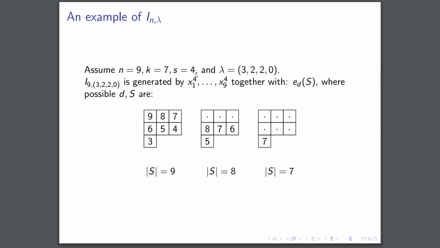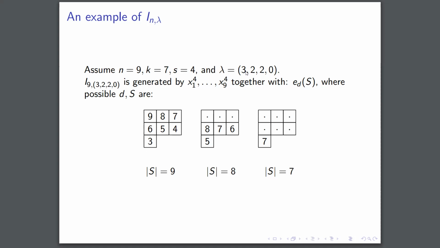We also have something called EDS. So here s is an arbitrary subset of bracket 9. And EDS just means this is the elementary symmetric polynomial with degree d using variables xi such that i is in s. However, for each s, not all the possible d's are allowed. We only allowed a few d's. So to enumerate the possible d's, we need a diagram like this.